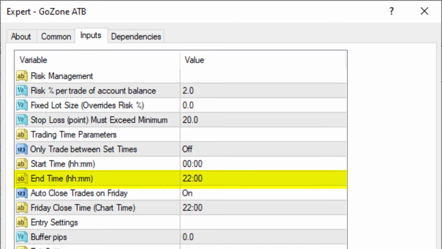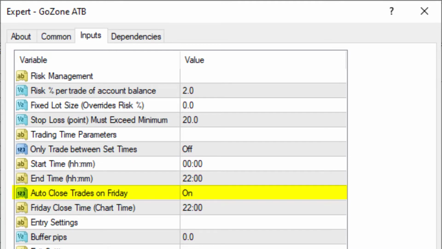The end time is when you want the ATB to stop trading for you. If you're in a trade when the bot shuts off, the ATB will still manage your trade as if the bot was still on until its conclusion. However, it will not put you into a new trade.